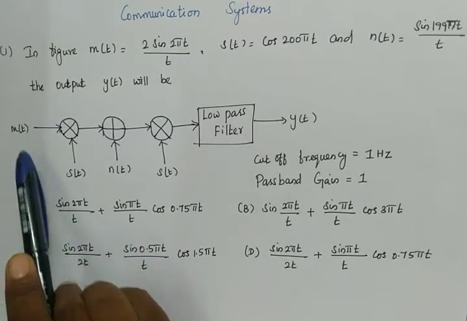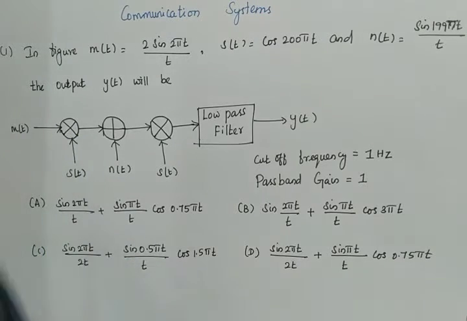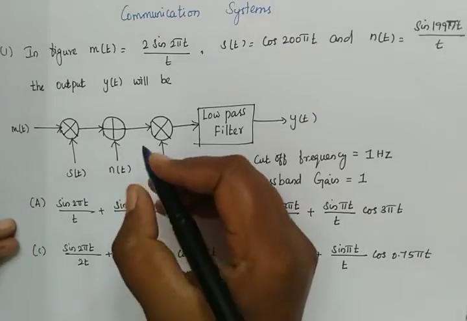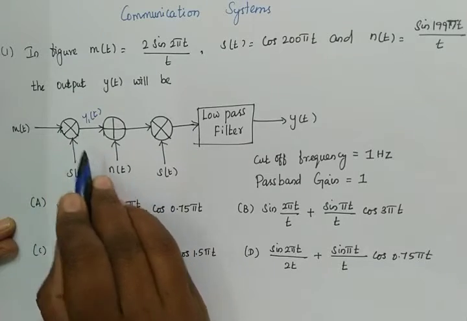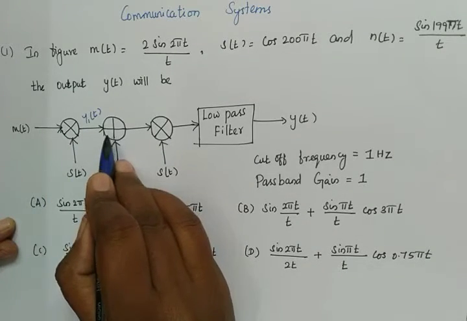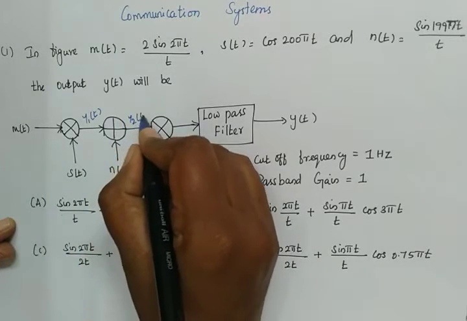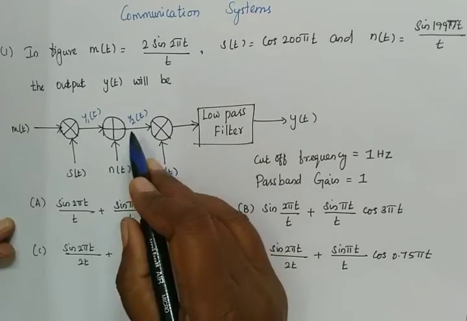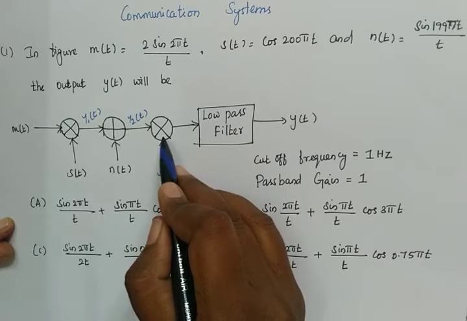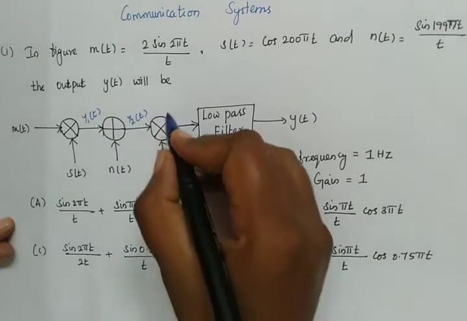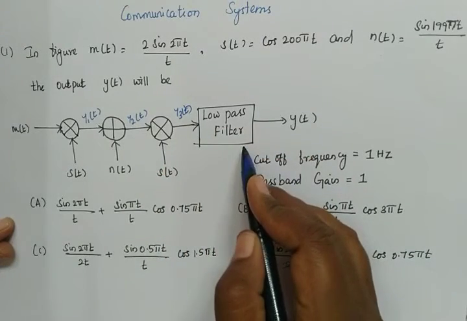First, m of t and s of t are given as input to the multiplier, and this output is y1 of t. This y1 of t and n of t are given as input to the adder, and the adder output is y2 of t. The output of the adder y2 of t and s of t are given as input to this multiplier. Finally we have y3 of t, which is given as input to this low pass filter.